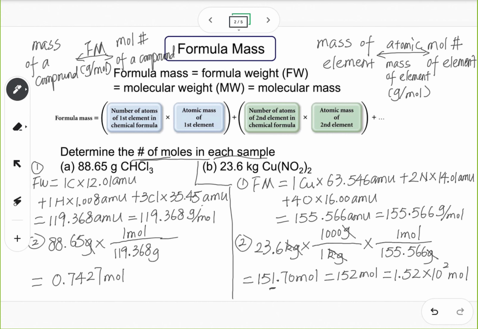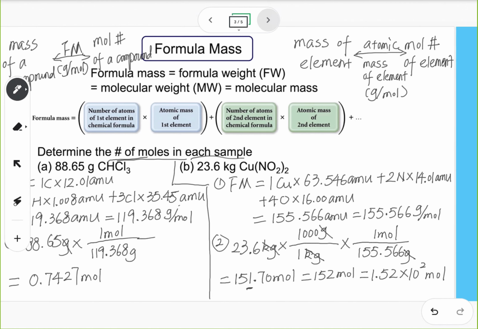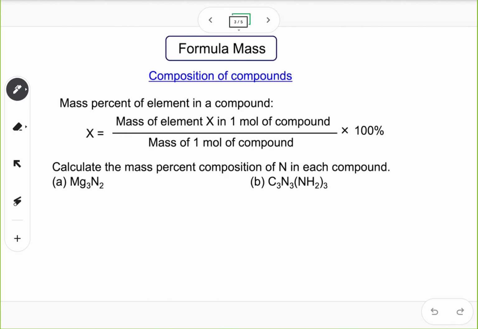And of course, if I give you the mole number of a compound, I expect you know how to convert the mole number of the compound to the mass of the compound. Again, you need to use the formula mass. All right. Next slide is about the composition of a compound. If you know the formula for a compound, then based on the formula, you should be able to calculate the mass percent of the element in the compound. We'll talk about why we want to consider this in the next slide.